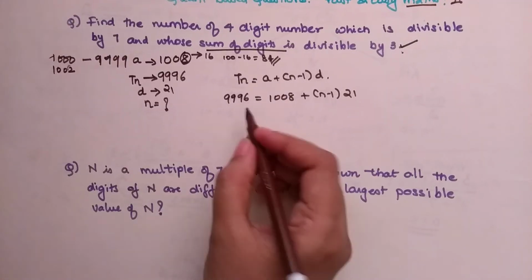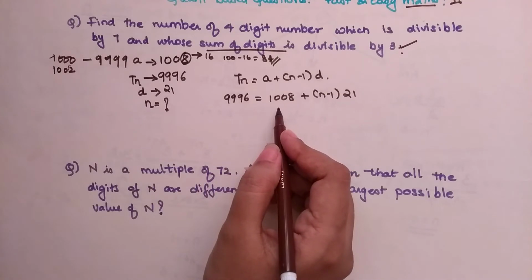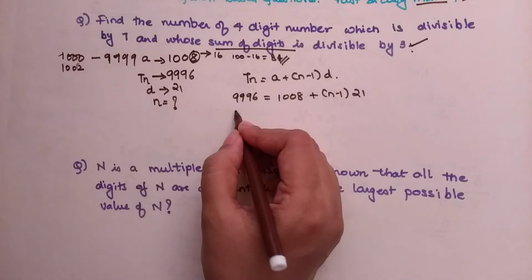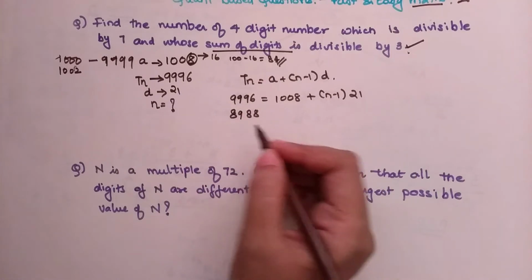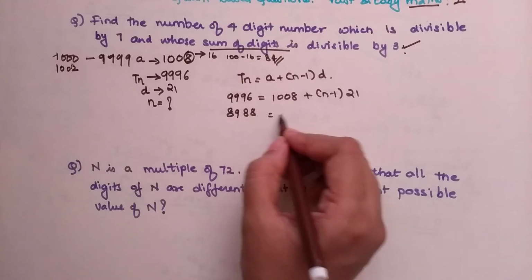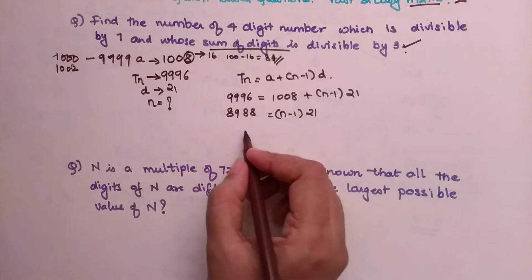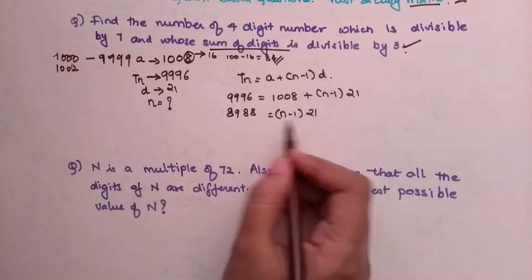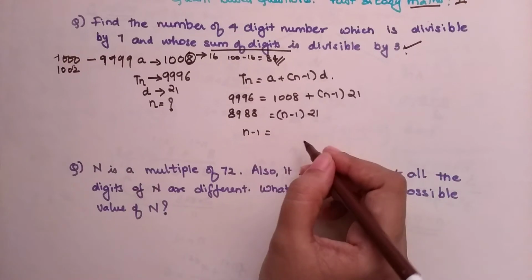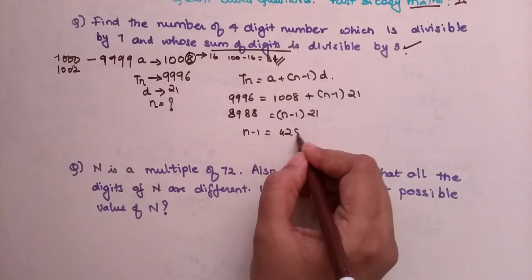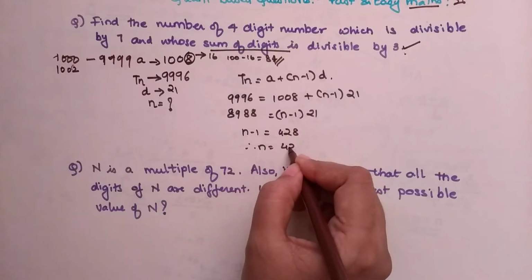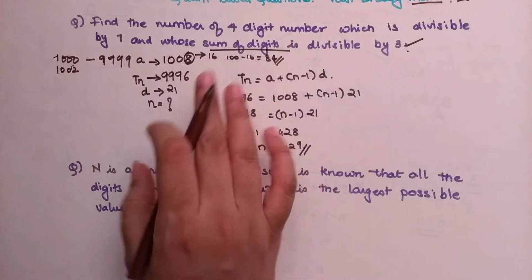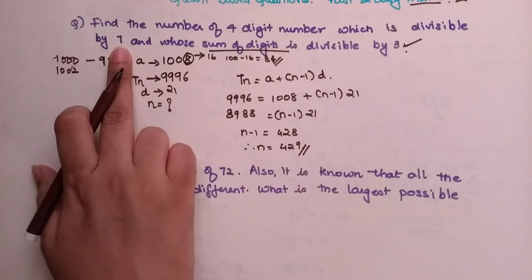When you subtract 9,996 from 1008, what you get is 8,988. Okay, and that is equal to (n minus 1) into 21. When you divide 8,988 by 21, your n minus 1 is nothing but 428. Therefore, I can say n is equal to 429. Meaning, you will have 429 such numbers which are 4 digit and which are divisible by 7 as well as 3.